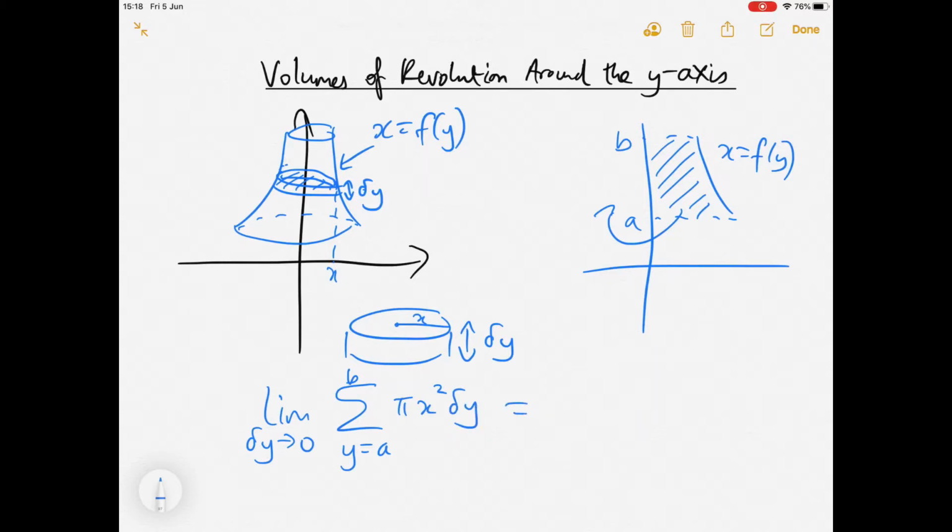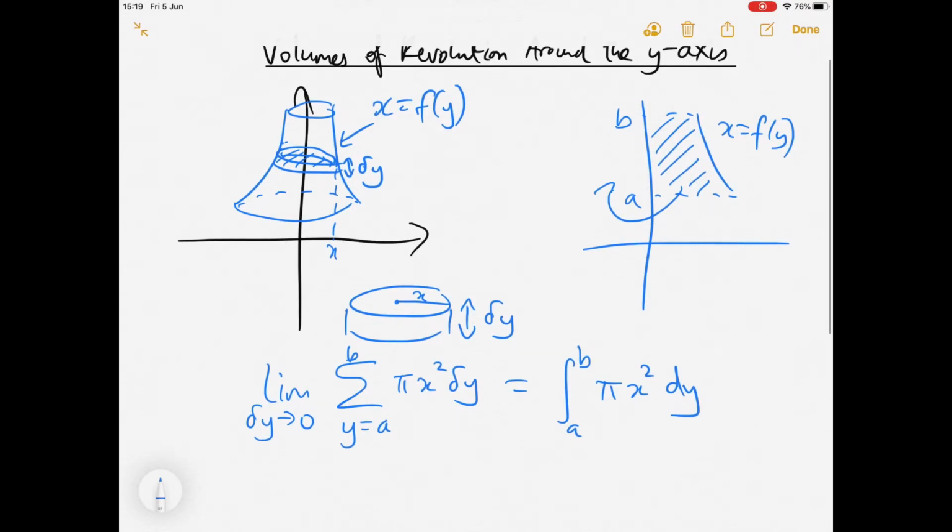And again, as we take the limit of a sum, we get the integral. But this time we get the integral of pi x squared dy. So that's something slightly unfamiliar because we probably haven't very often integrated with respect to y before. And these limits are limits for y. So that's something people sometimes mess up. They use x limits, but you must use y limits because we're integrating with respect to y.